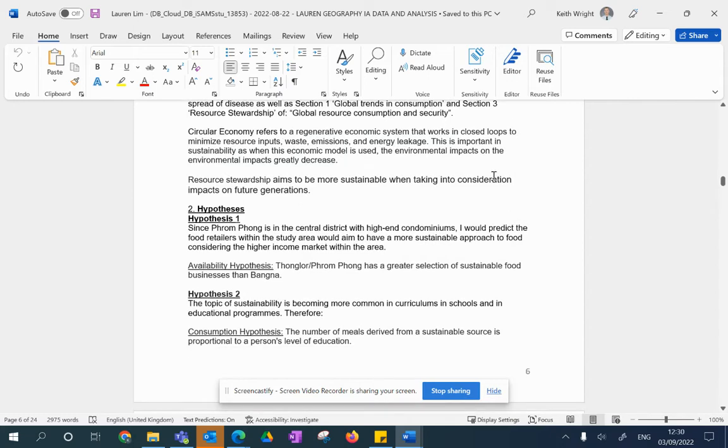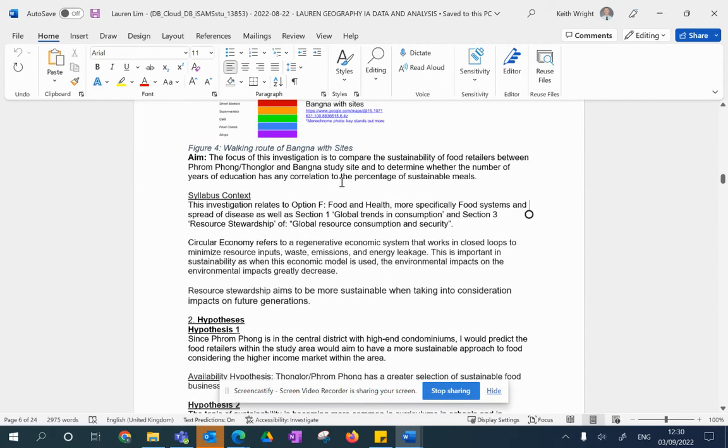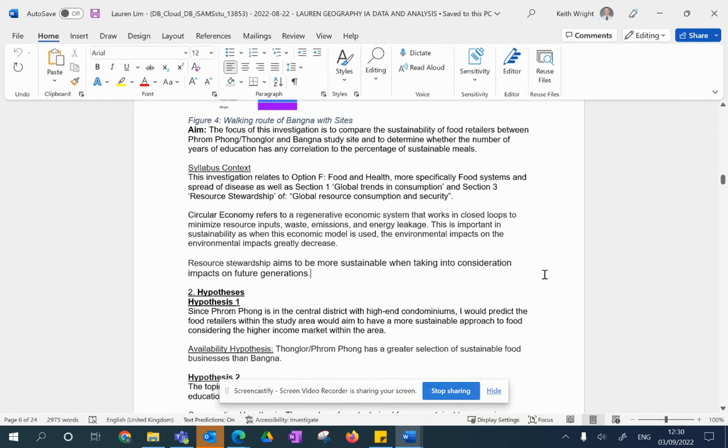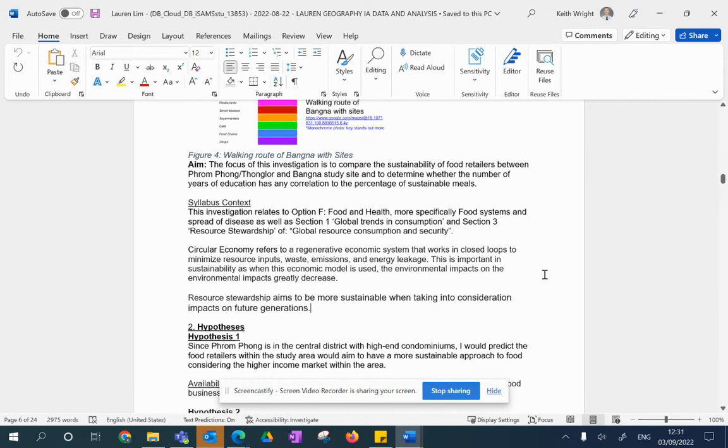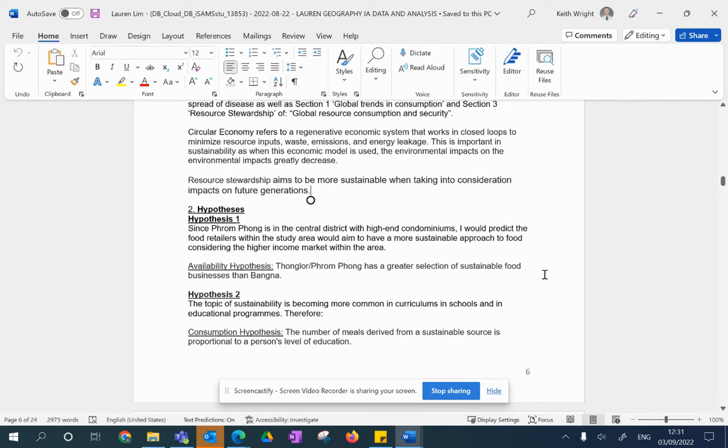Okay, syllabus. I think you need a bit more theory in there. A bit more detail about resource stewardship and circular economy, and some diagrams in there as well to illustrate those concepts, those theories. Leave a space between hypotheses and hypothesis one.